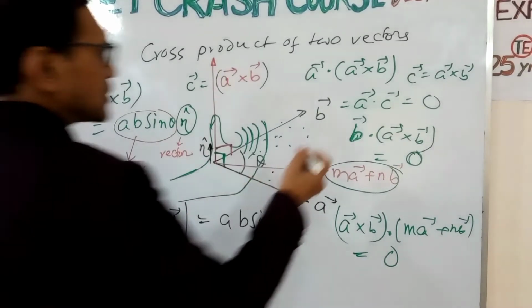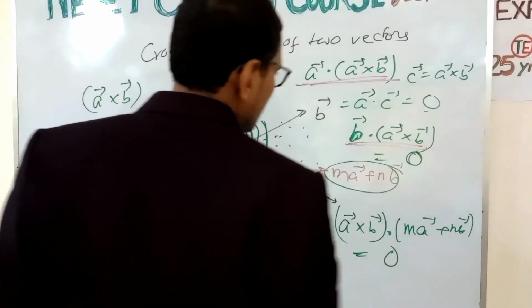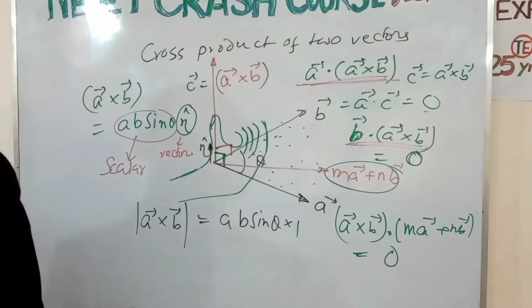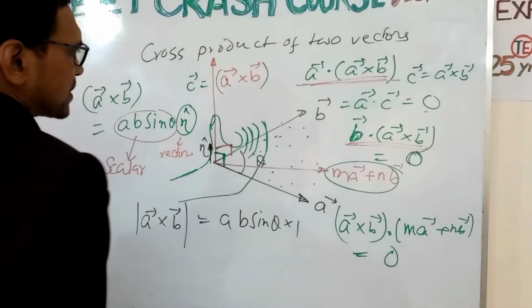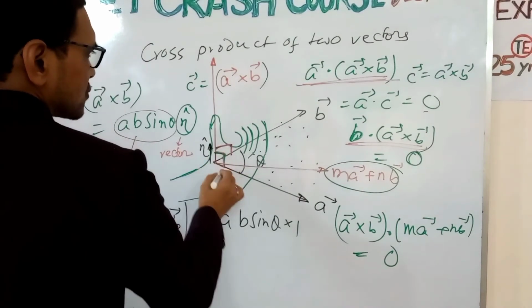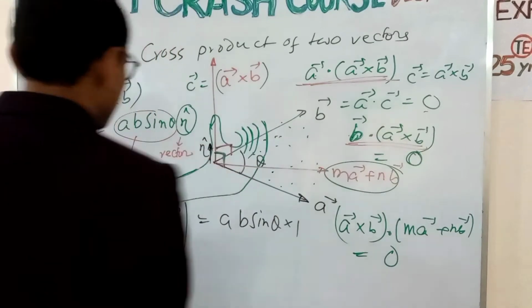So these are the two important results. A dot a cross b equals 0, b dot a cross b equals 0, and a cross b dot ma plus nb equals 0. Because if two vectors are perpendicular, then their dot product is 0. So a cross b is perpendicular to a, so the dot product of the two vectors is 0. Similarly, this is also 0.